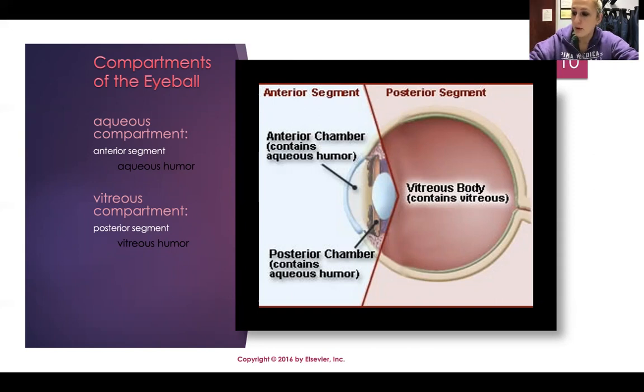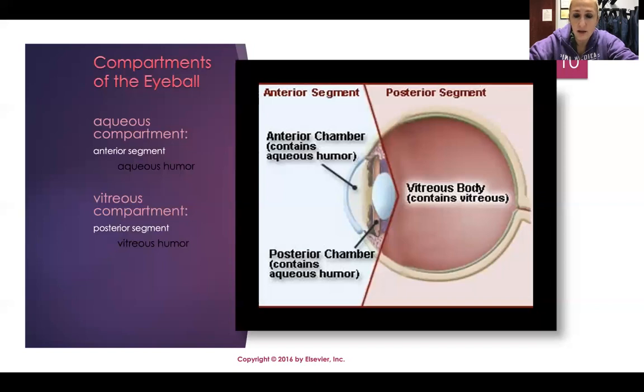So the anterior chamber, the aqueous compartment, is the only portion of the interior eye that we can actually see clearly without an ophthalmoscope. So that's kind of a good thing to know and be able to explain to owners why we're doing these visual exams with the ophthalmoscope. We're not just able to look in there and see the back of the eye.